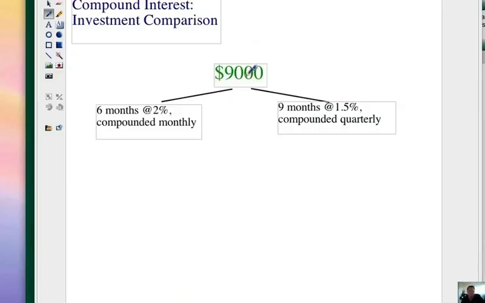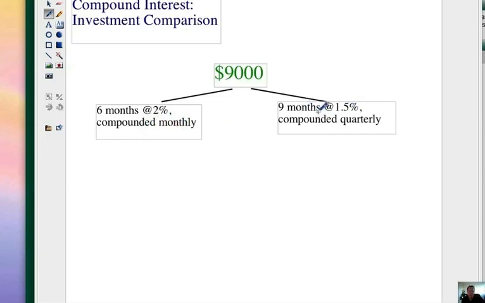So I have $9,000 and I have two choices. I can invest my money in a business or maybe in the bank for 6 months, and they're going to give me 2% interest. That's an annual interest compounded monthly.